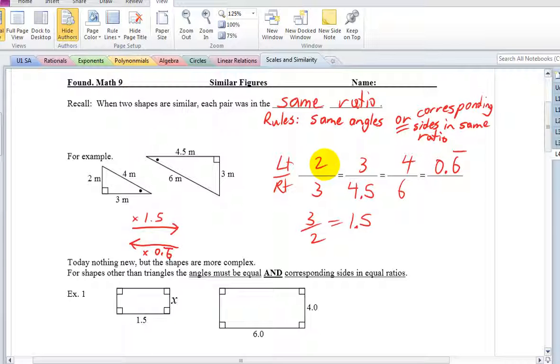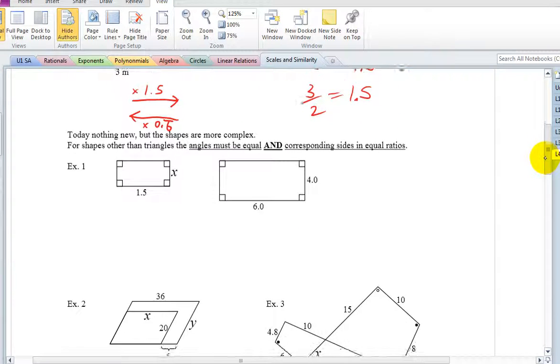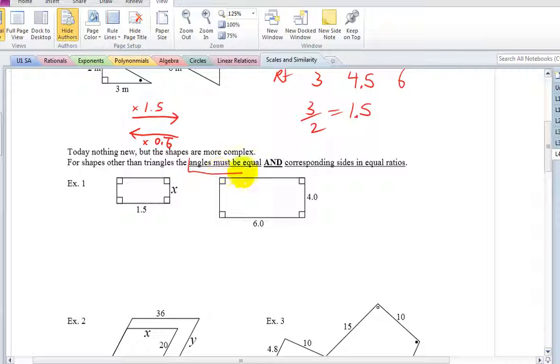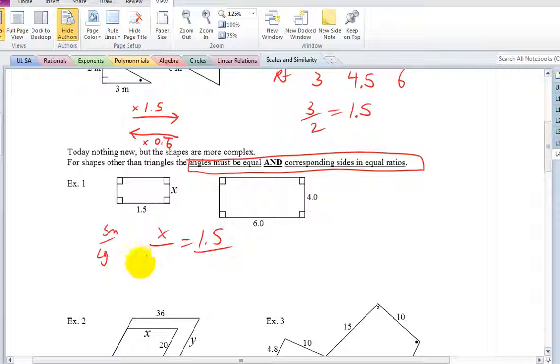Okay, now we only need one of those rules to say we have similar triangles. But if we have other shapes, then we need both rules. So both rules must be present. Okay, so here we have 2 rectangles. We can put the small on top and the large on the bottom. We have x times 1.5, not sure why I made that line so big, times 1.5. And then underneath would be 4 and 6.